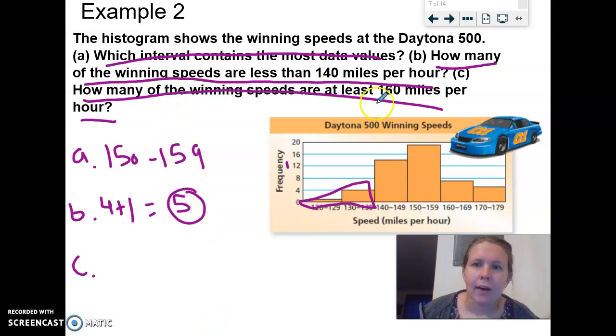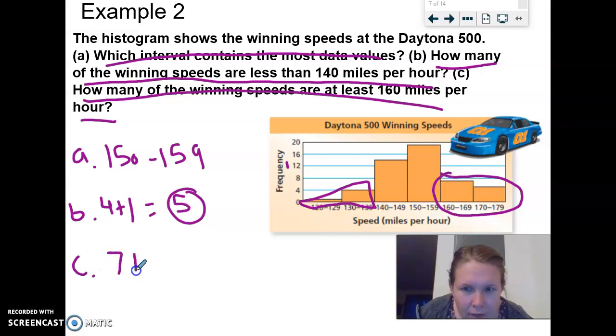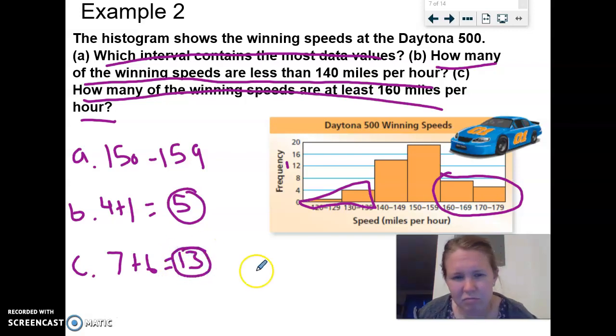All right, and C, how many of the winning speeds are at least 160 miles per hour? That means they want 160 or more. So in this case, I'm going to be looking at these two down here. In this one, I would say it's almost to 8, but not quite 8, so I'd probably say this is 7. In this one, I'd say it's maybe in between 4 and 8. I think that's what it kind of looks like. So maybe 6. So we could say 13. I'd take 13 or 12.